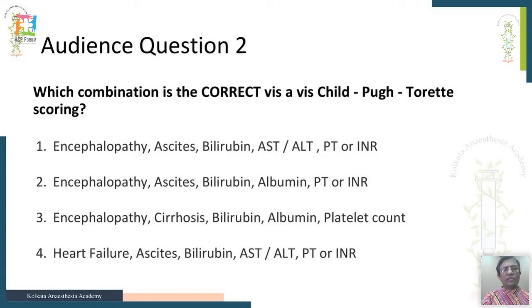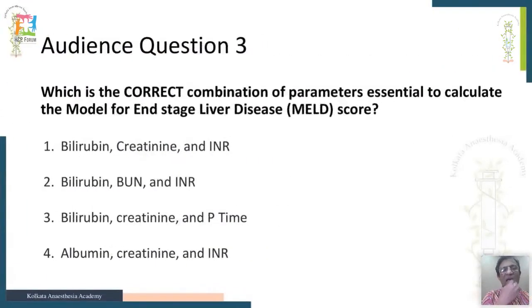And I will close the poll in 5, 4, 3, 2, 1, 0. We can go to the next poll. The next one is, we had Child-Pugh in the second question. We'll go to the third question.